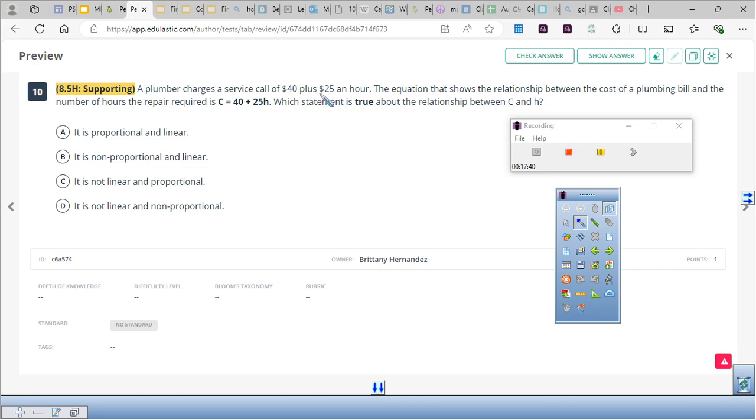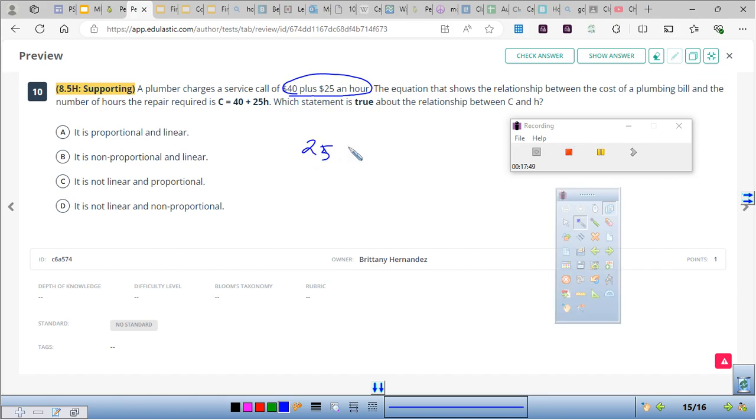So try to yada yada yada. Okay, so plus an hour. So that the equation is 25x plus 40. Okay, here's the equation. Perfect.